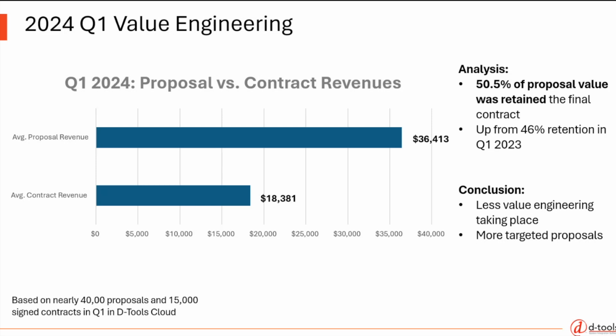So again, I showed those orange bars in that last chart. That was a really rough time frame, and it tells us, making a conclusion here, that there's certainly less value engineering taking place. And also, we like to think that they're using D-Tools to create much more targeted and accurate and efficient proposals for their customers. So interesting, positive number there.